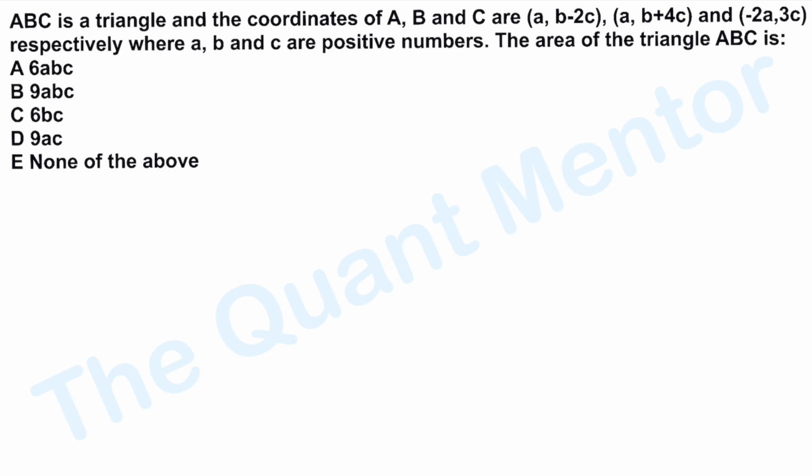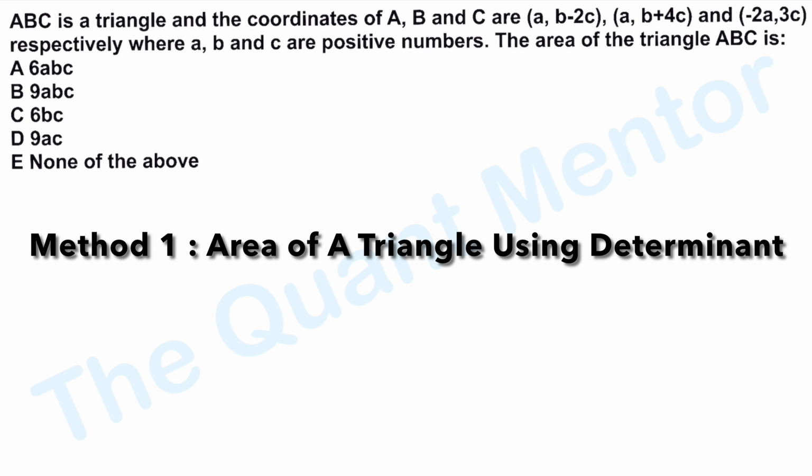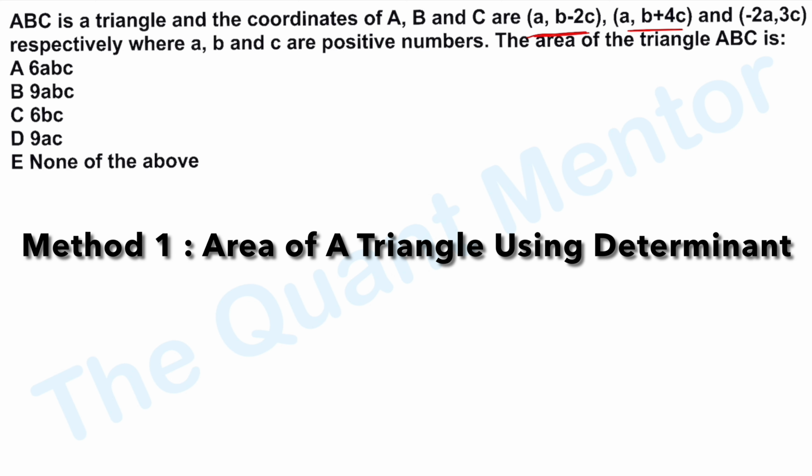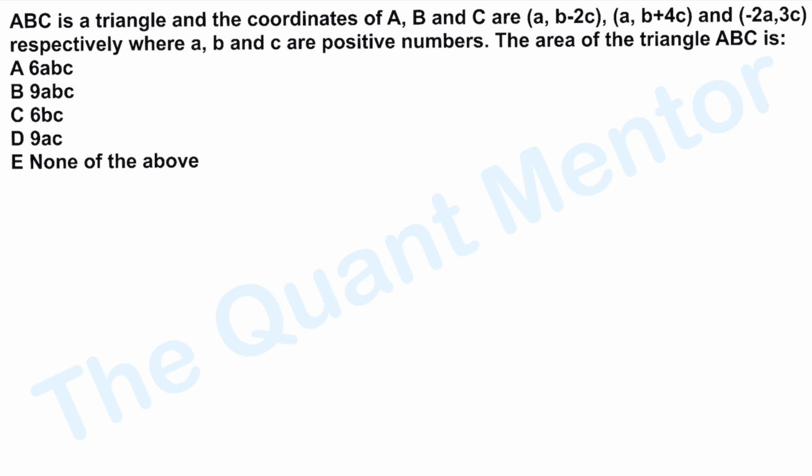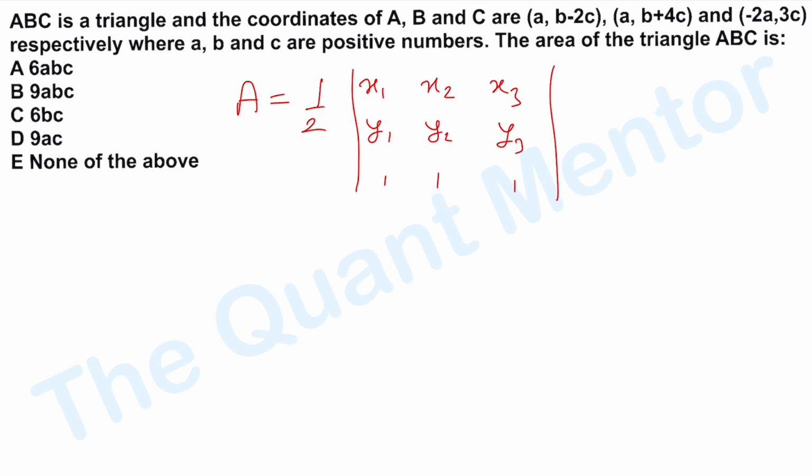Okay, now there are several ways to answer this question. The first method is a very straightforward, very standard way of solving such questions. Whenever we are given the vertices of the triangle, the area can be very easily found using a determinant. So the area of a triangle having coordinates x1, y1, x2, y2, x3, y3 is half of the determinant of x1, x2, x3, y1, y2, y3 and 1, 1, 1.